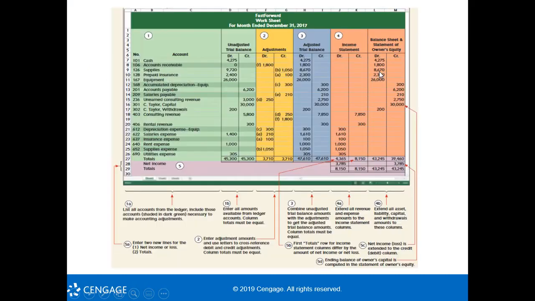So again, with this worksheet, we're doing our adjustments. We're updating the balances of those accounts. Any accounts from here that belong on the income statement are shown on the income statement. Any accounts up here that belong on the balance sheet are shown on the balance sheet or statement of owner's equity.